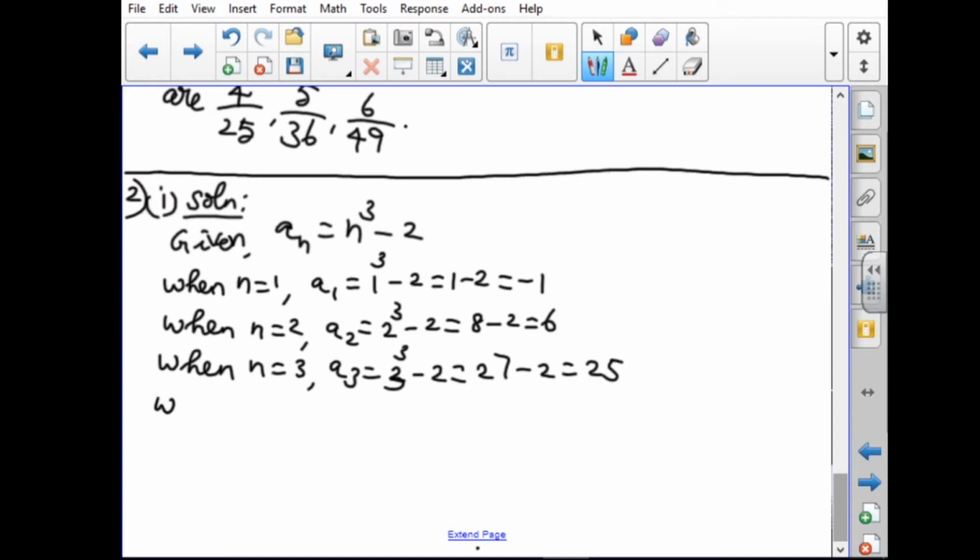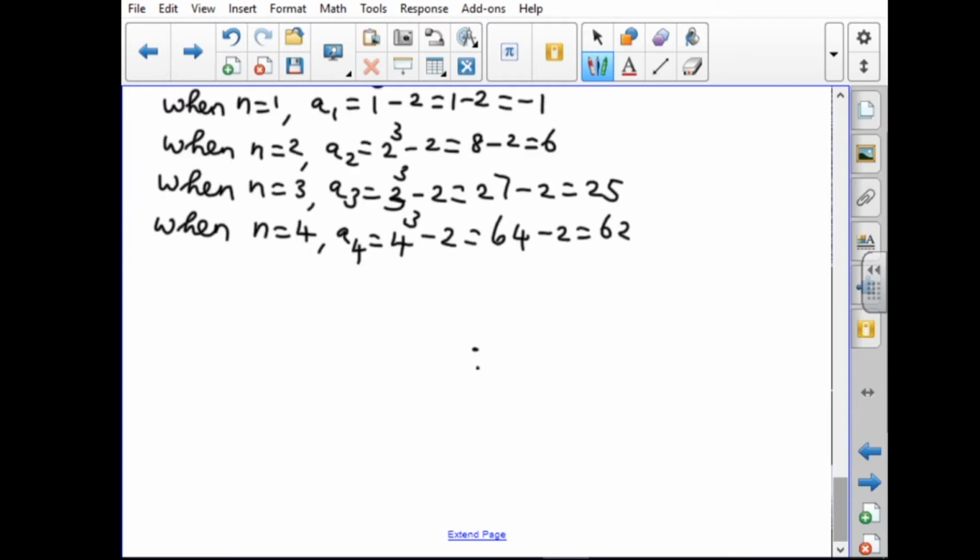When n equal to 4, so A4 equal to 4 cube minus 2. 4 cube is what? 64 minus 2 equal to 62. They ask to find 4 terms only. So now we got the 4 terms. So you have to take and write the answer.